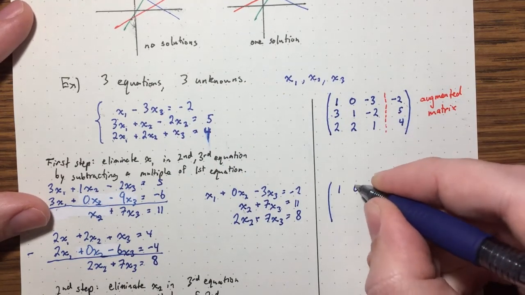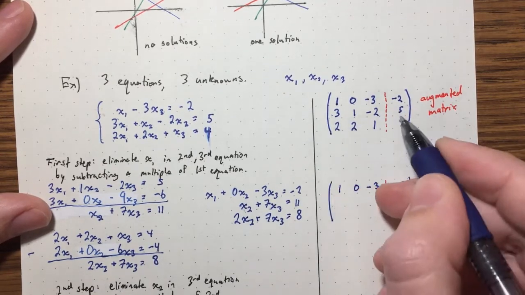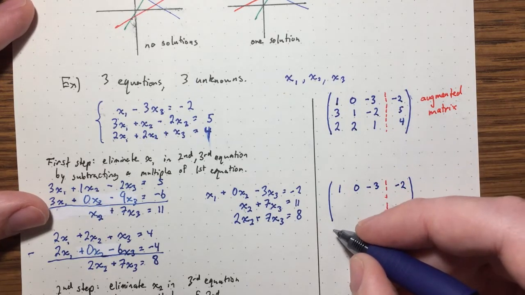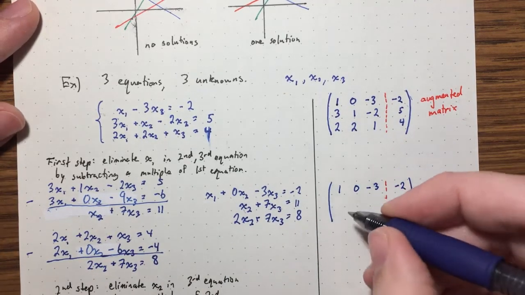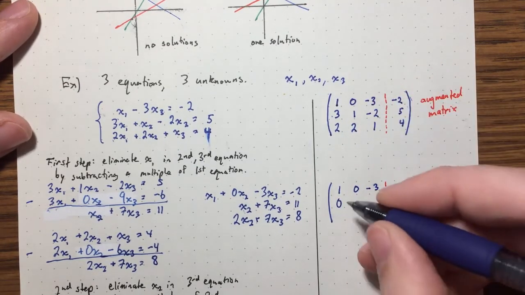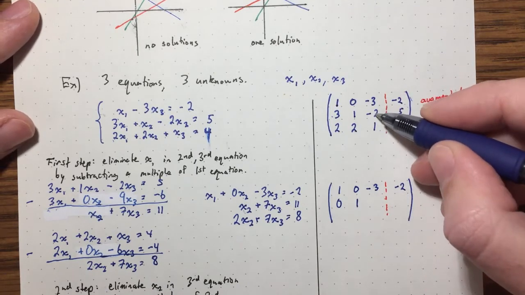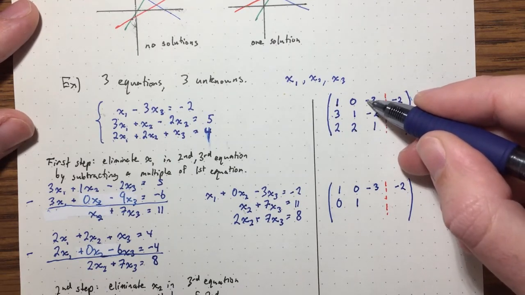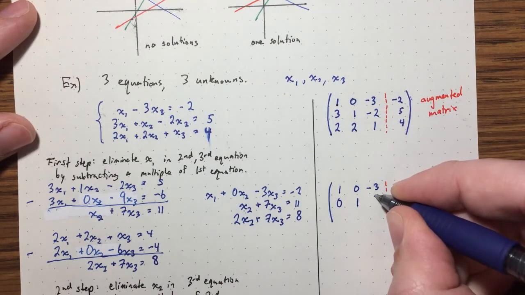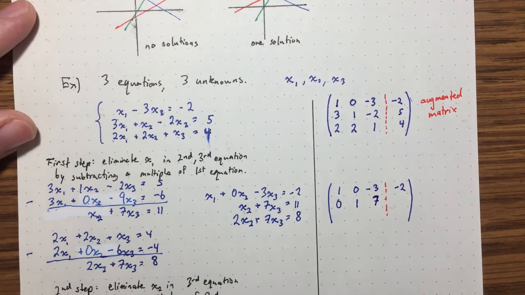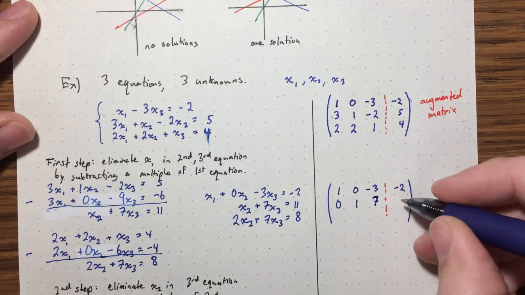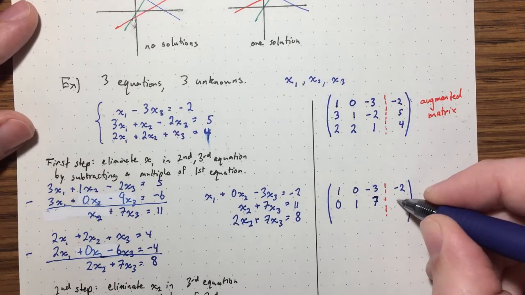I'm going to write down my first row as is. I'm going to take my second row and subtract 3 times the first row. Okay, that's subtracting 3 times the first equation. So 3 minus 3 is 0. 1 minus 0 is 1. Now I have minus 2 minus, this is now negative 9, right? So that becomes a 7. Same thing here. 5 minus 3 times negative 2. Okay, which is 5 minus negative 6 is positive 11.